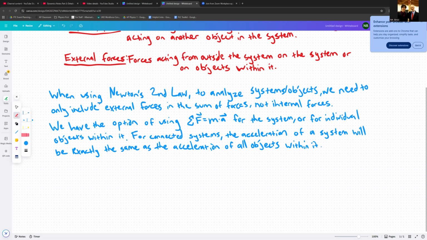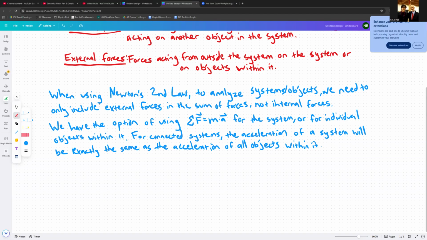Okay, so at this point we've got an understanding of what forces we want to include in our sum of forces: external. What forces do we not want to include? Internal forces. And then we know now that we could sum forces and look at the entire system, or we could go and pick out individual objects within it. It turns out you could also do combinations.